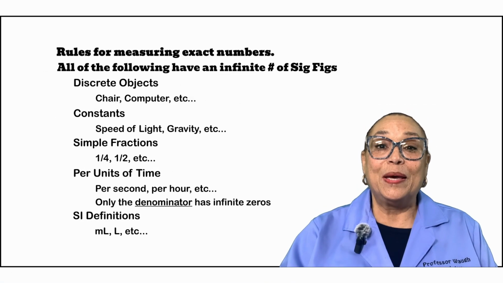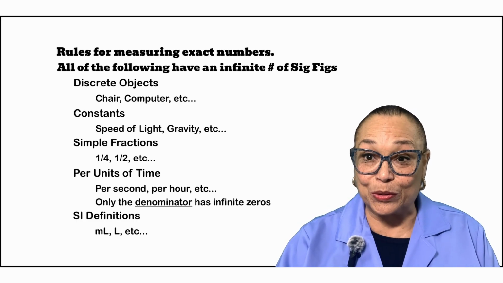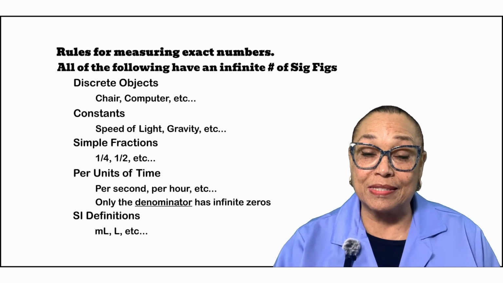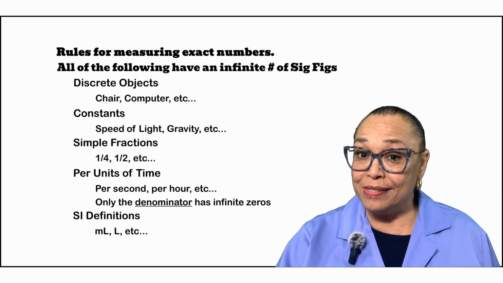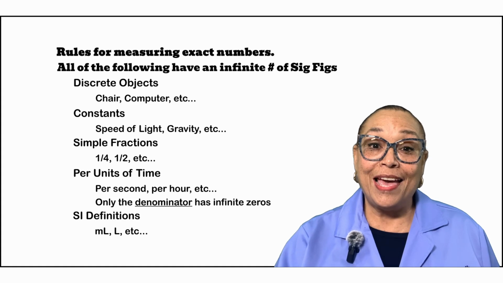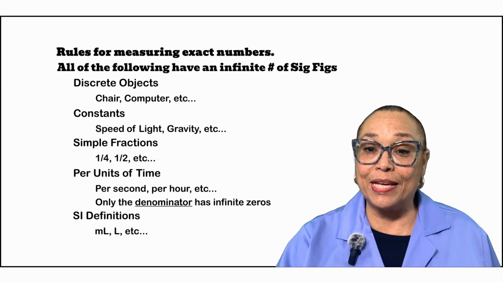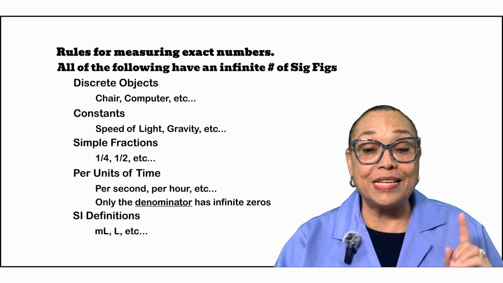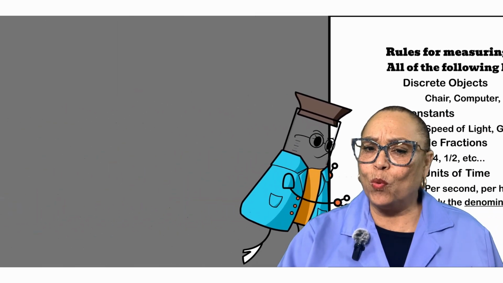To recap, we went over the rules for significant figures of exact numbers. Remember, each of these categories have an infinite number of sig figs: discrete objects, constants, simple fractions, per units of time, and SI definitions. The only rule here you really have to pay attention to is the per units of time, where only the denominator has an infinite number of zeros. This will be important when we get into the math of chemistry.